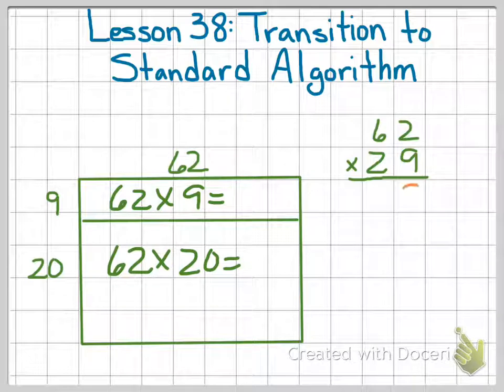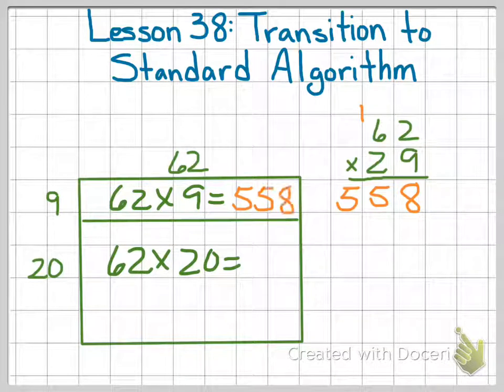9 times 2 is 18. We carry that 1 that's in the tens place in the 18. 9 times 6 is 54, and we add 1 to get 55. So 62 times 9 is 558.